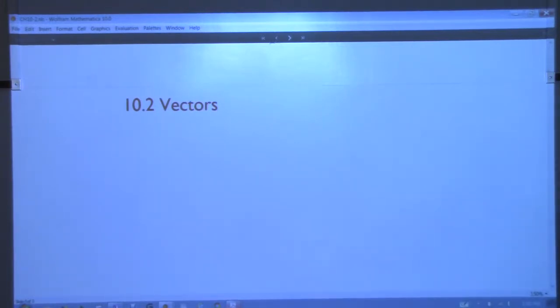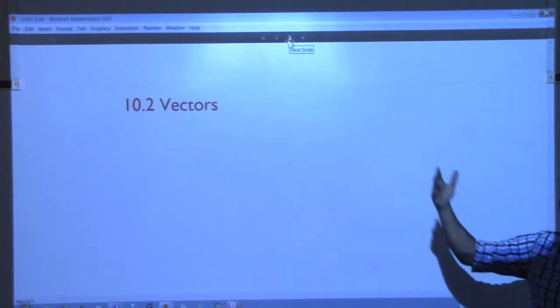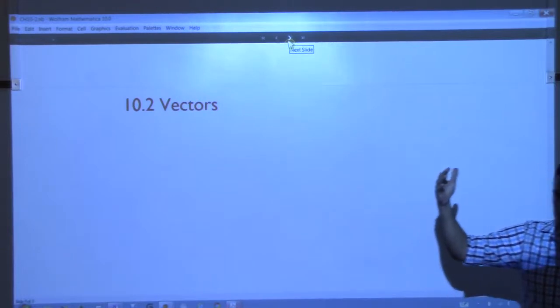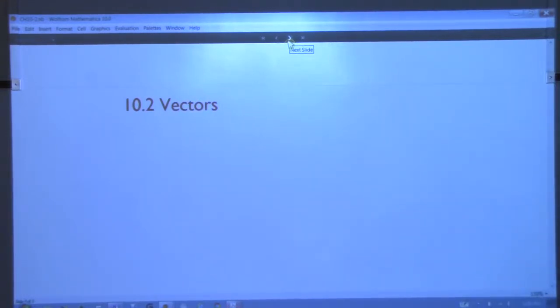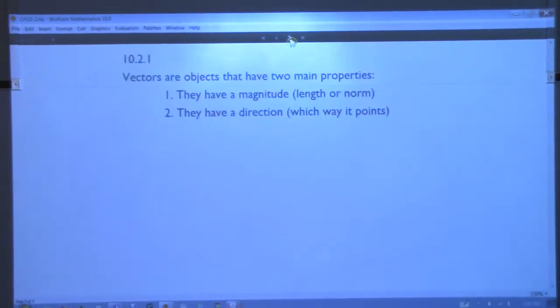Okay, vectors. So just show of hands real quick. How many of you have done something with vectors? Okay, some physics or something like that? Okay, just kind of want to see. I'm going to act like you haven't seen a vector ever, all right? All right, so what are vectors?